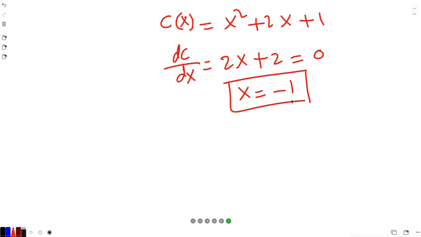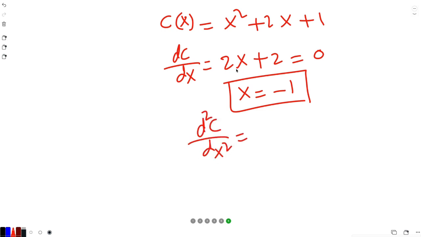So at minus 1, this function will have a critical point. Is it a minimum, a maximum, or a saddle point? We don't know yet. Of course, it is a simple function, so we could draw it. But assume that we don't know it, so we can do it easily by taking the second differentiation of c.